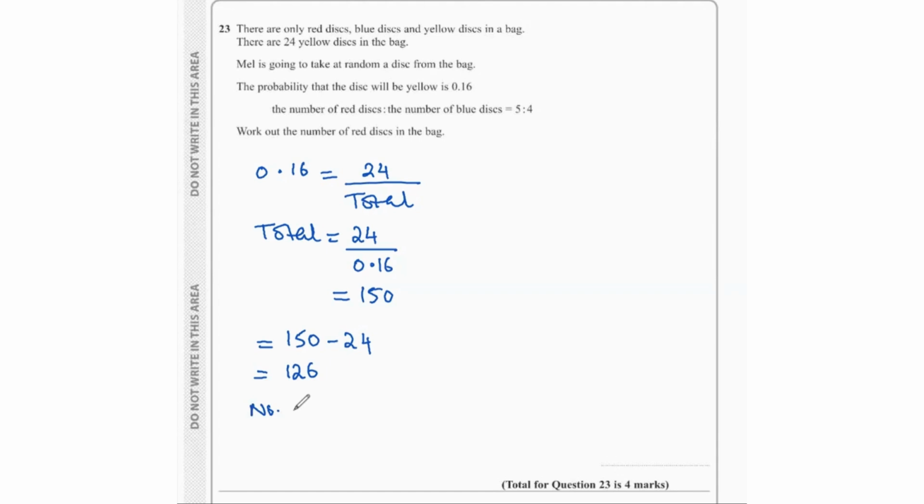Now this is the total number of red and blue discs. So the number of red discs is going to be 5 ninths of 126. 5 over 9 is found using this ratio. For the denominator, we added the numbers in the ratio. So 5 plus 4, 9. And the numerator is the number of red in the ratio. So 5 over 9 times 126, that's 70. So 70 red discs in the bag.